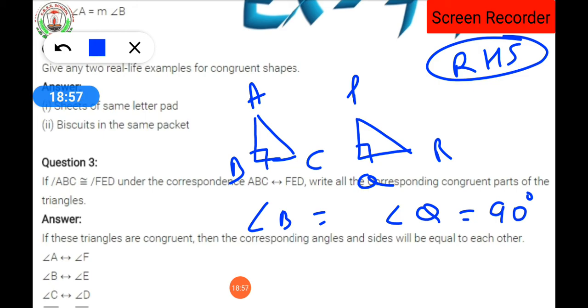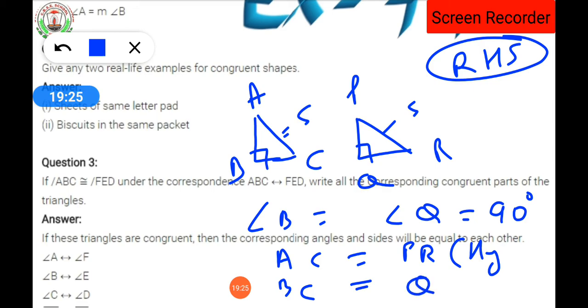Then hypotenuse H: AC is the hypotenuse in this triangle, and in this triangle PR is the hypotenuse, isn't it? Its measurement should be equal, suppose AC is 5 cm, that means PR is also 5 cm. Now S means side. For the side you can take either the base or the perpendicular, any side. So we are considering BC, and here we are going to consider QR. So here the base is also equal.